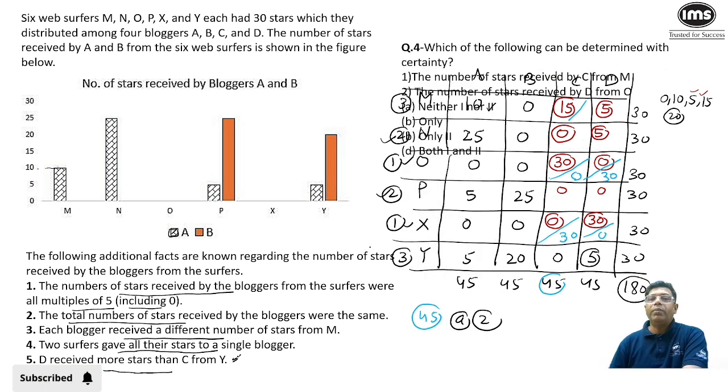And which of the following can be determined with certainty? The number of stars received by C from M. C is getting 15 stars from M. So the first statement is definitely certain. The second statement says the number of stars received by D from O. D from O is not fixed. D can get 0 as well as 30. So only the first statement we can talk about with certainty. Option B is going to be the correct answer. So this is set number 1.